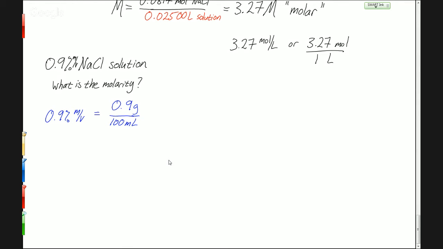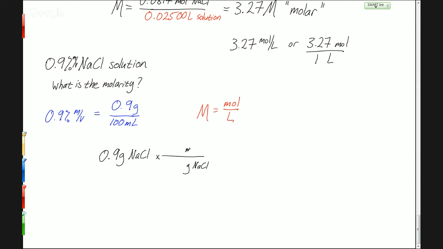So remembering that our molarity is moles per liter. That means we've got to go grams to moles and milliliters to liters and then divide those two. So 0.9 grams of NaCl we can convert to moles in the same way.